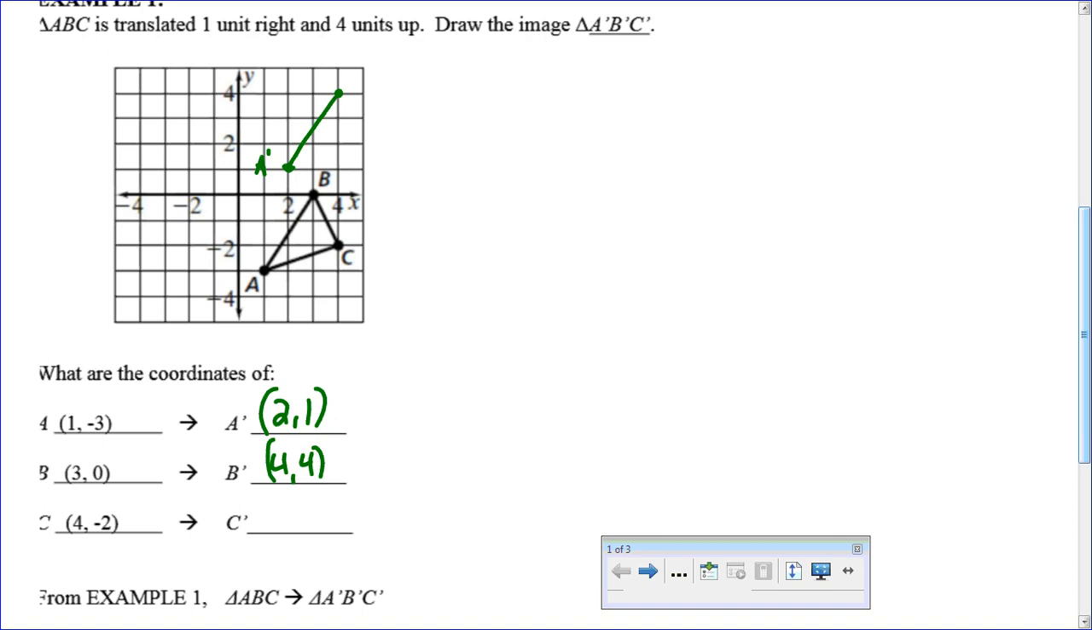And then C. If I move C 1 unit to the right and 4 up, where would image C be, Vanessa? Right, 5, 2, because we go 1 and then up 4, which puts us right there. So here is our new shape. So basically what we did is we took this whole figure, moved it right, and then shifted it up. We slid it in the same direction, the same distance, at every point.